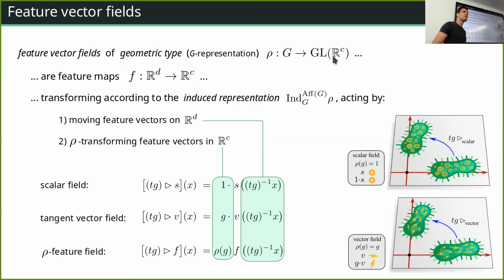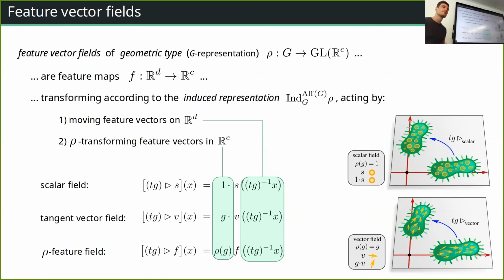But if you have a vector, then the vector moves to a new position, but it also rotates itself, right? And this is modeled by this representation rho of g here. And if you have a matrix, for example a change of basis, then the transformed matrix is g M g inverse, right? And this would also correspond to some tensor product representation in that case.